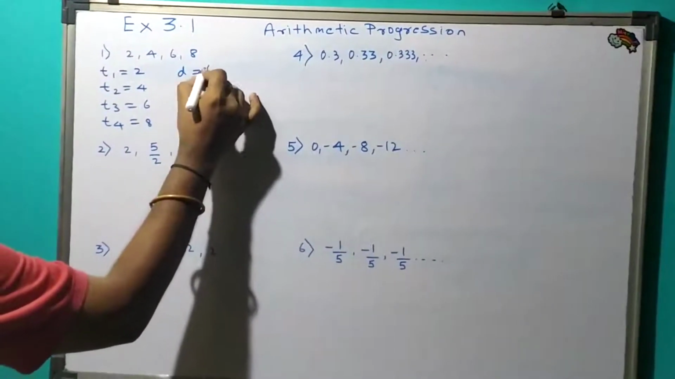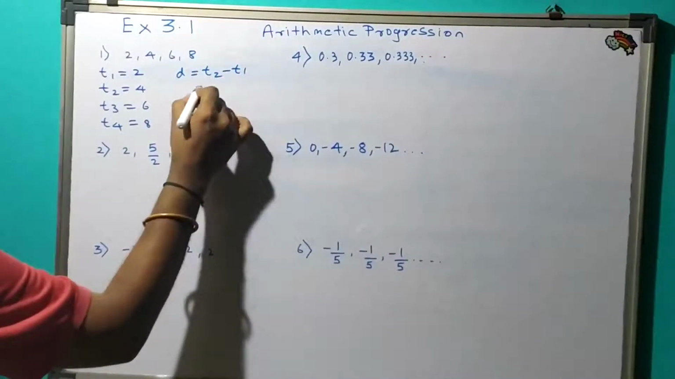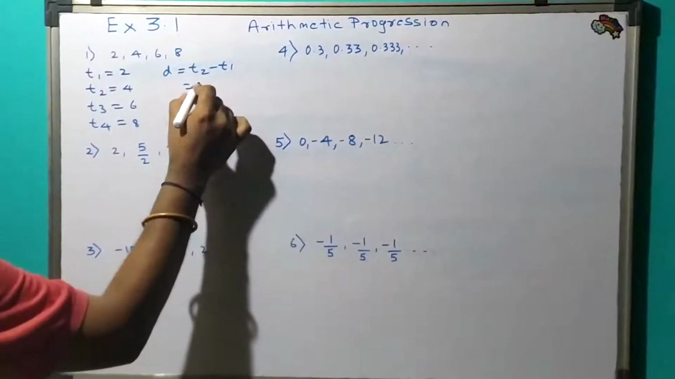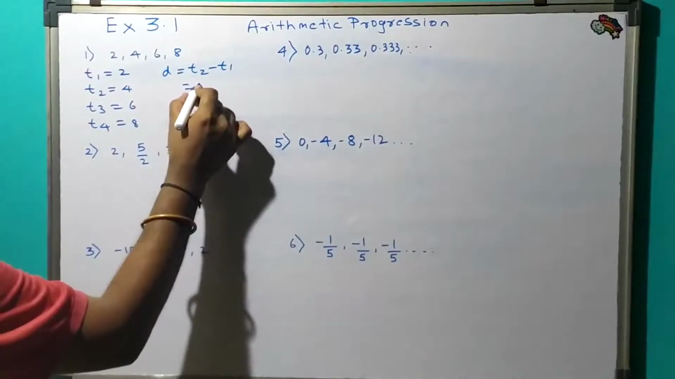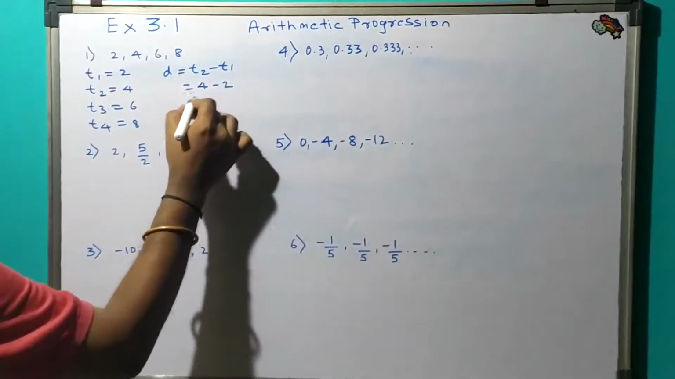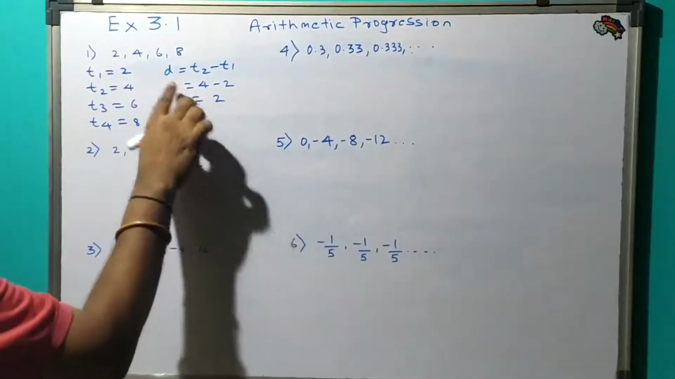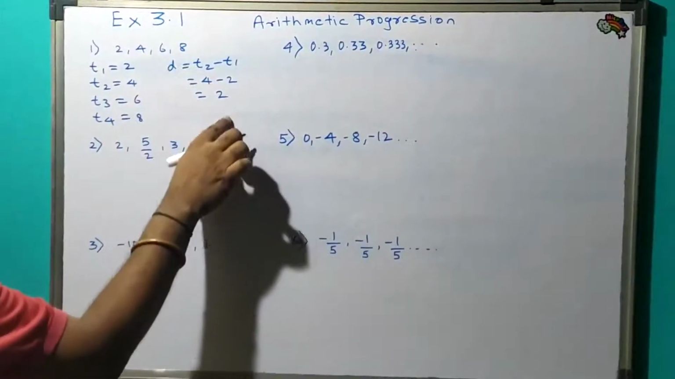The difference D is T2 minus T1. How much is the difference over here? 4 minus 2 is 2. The same difference for the various numbers can be calculated.